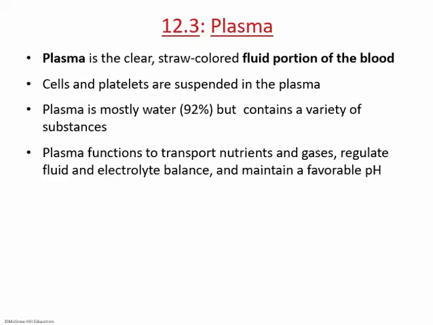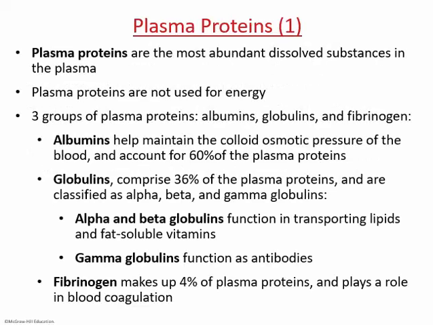Now plasma is the other part. We have the formed elements in the plasma. Plasma is mostly water, 92% water. It transports the nutrients and things dissolved in it, regulates fluid and electrolyte balance, maintains pH, that kind of thing. Next to the water, the next most important thing are the proteins. And there's three fundamental proteins. There's the albumins, the globulins, and the fibrinogen.